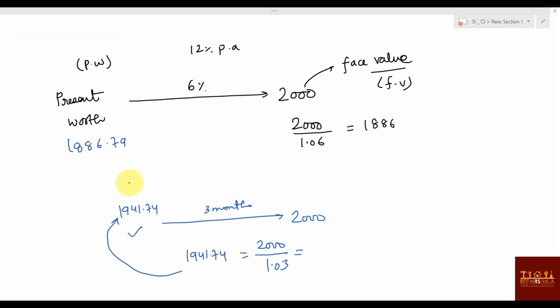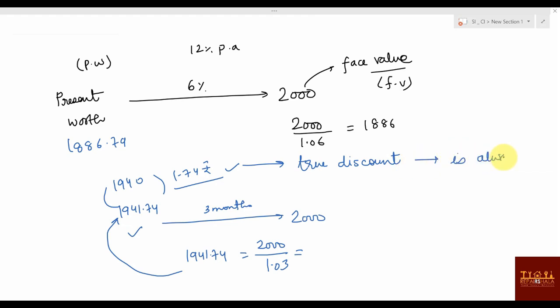And previously how much did I give? I gave only 1940. So how much profit am I making? 1.74. And for this profit only, I have agreed to give money to Anurama. And this one is called true discount. True discount is always calculated on present worth. Important thing, note down that true discount is always calculated on present worth.